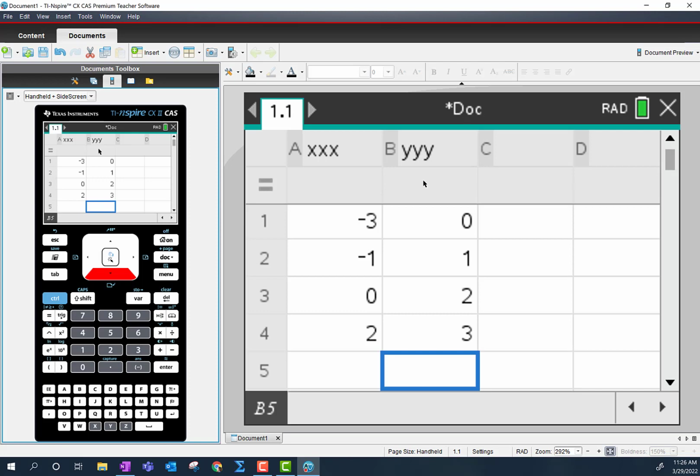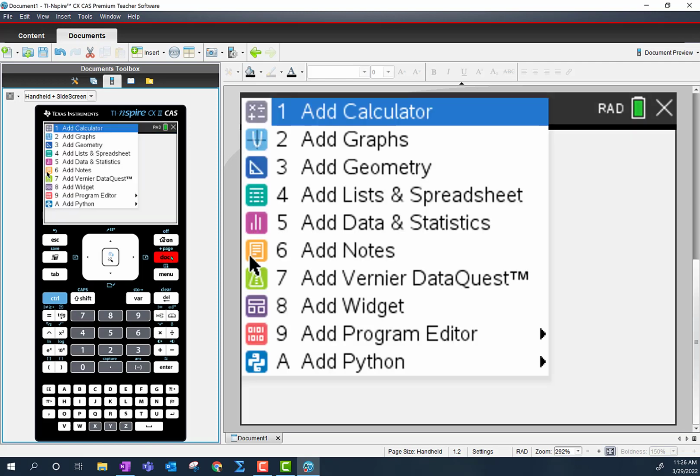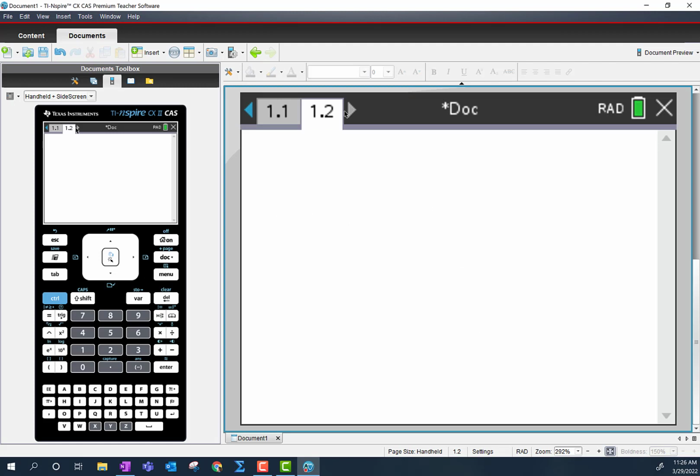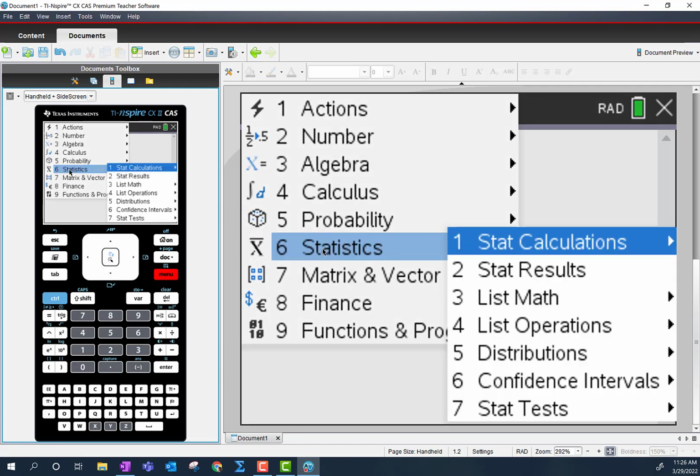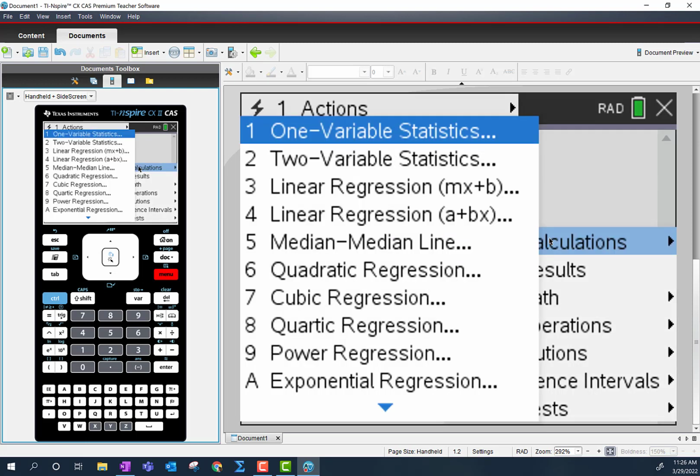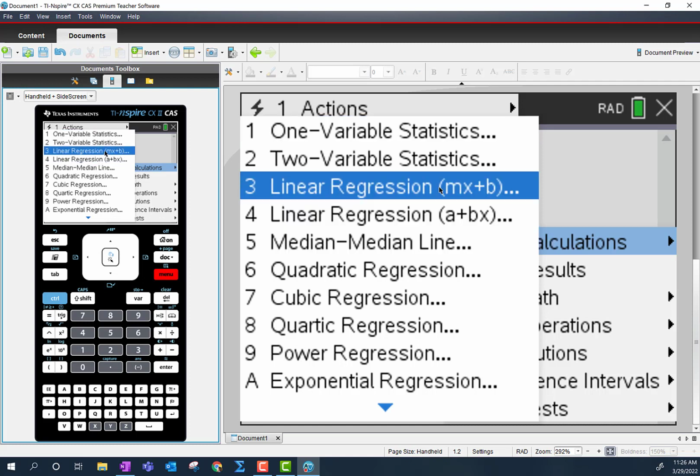To do our calculations, we need to open another document. So if you recall, it's Control Doc. We're opening another document, and this one is the calculator document. We're going to do some calculations in here. All right, so we do Menu. We're going to go to number 6, which is Statistics. And we're going to do some stat calculations. And what we're going to do is that linear regression, we had ours written mx plus b. It doesn't really matter. You're going to get the same thing. Let's just do y equals mx plus b because that's how we had ours written.